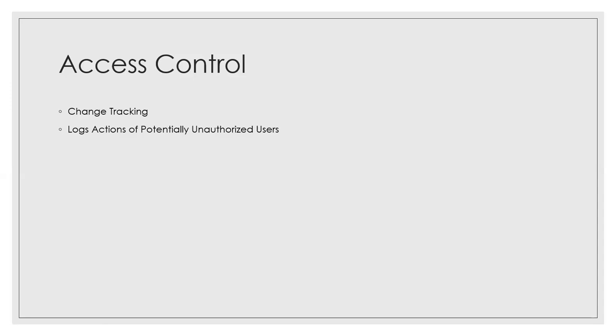So just keep in mind that access control really is meant for you to have certain access to resources, but you can also track those who potentially try to perform actions and are not even authorized to do so. Okay, so that's one part of access control that is important.